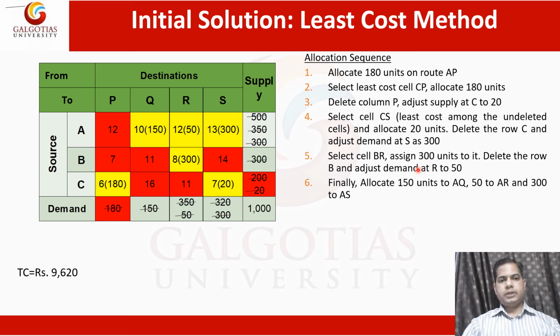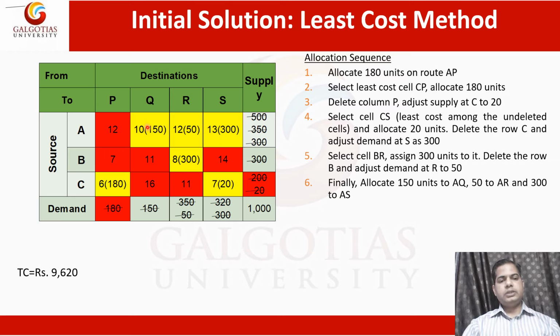Now the next method is the least cost method to find the initial basic feasible solution. In this least cost method, we have to identify the least cost in the cost matrix. Out of all the costs, first we find the least cost, and we give the maximum possible allocation to that cell first. After that, again we find the least cost, and we go accordingly.